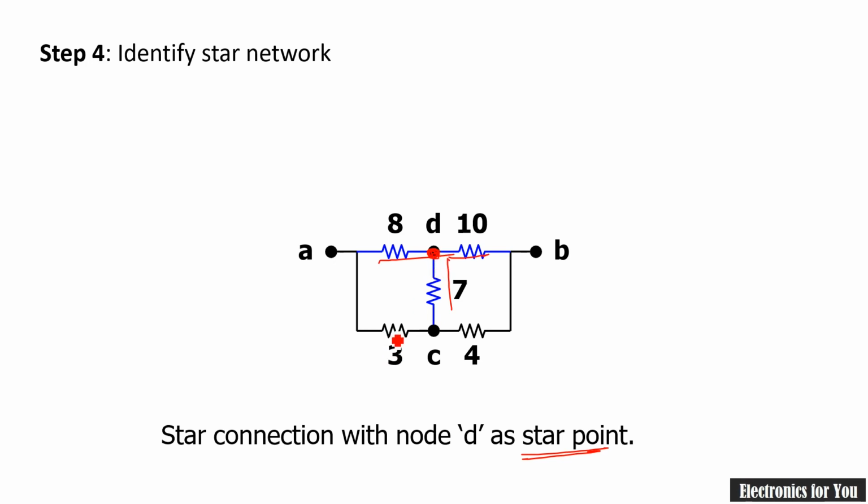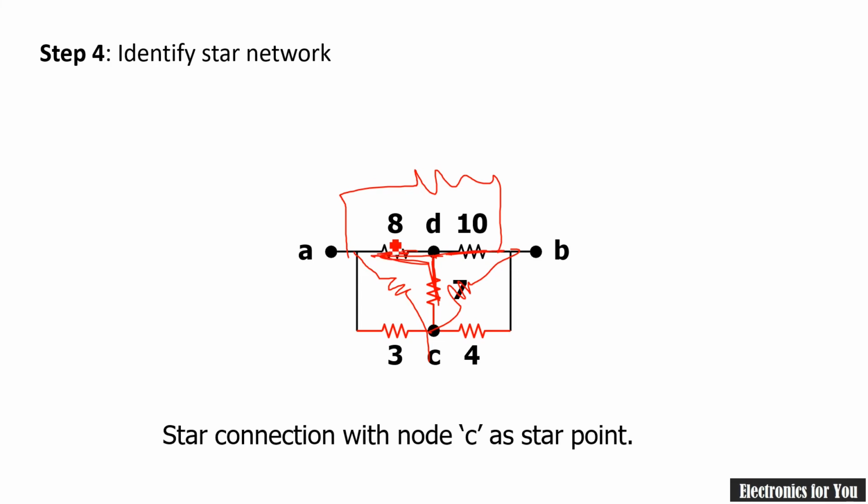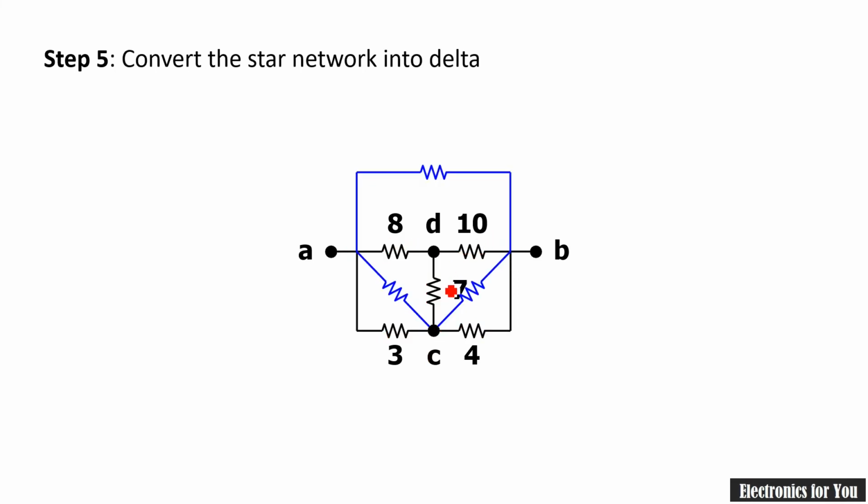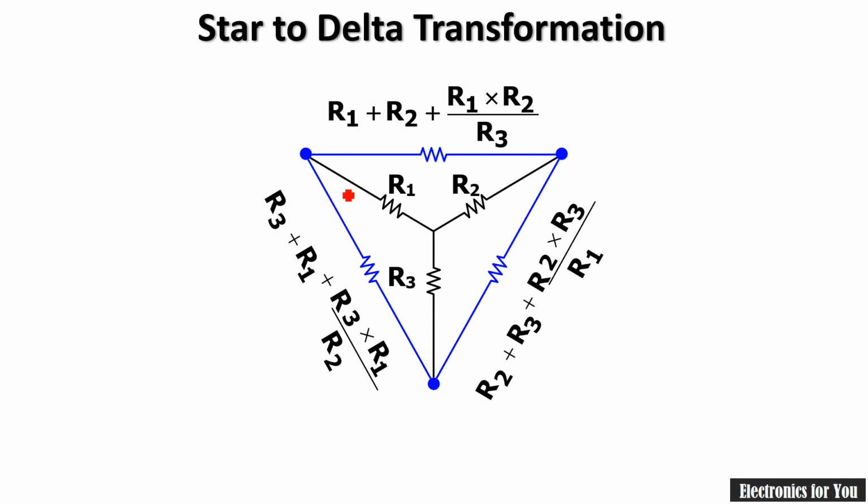One more star point is there, this one, point C, and three resistances are also connected there. But I am using these three resistances here, and I will use a star to delta transformation for these resistances. Therefore I can draw three resistances to these three points like this, and my network will be converted into this network. Now I can use the star to delta transformation formula. The formula for star to delta transformation is given here. Now a star network can be converted into a delta network.